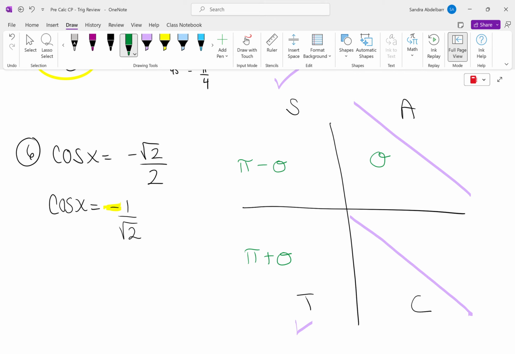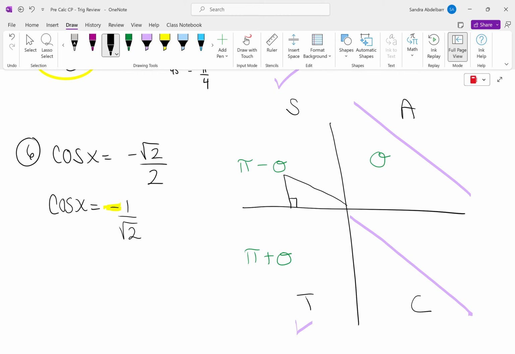What do I mean by that? So I know which triangle has root 2 in it: a 30, 60, 90 or a 45, 45, 90? 45, 45, 90. So I know right here it's 45 degrees. But let's say you didn't know it was 45 degrees.